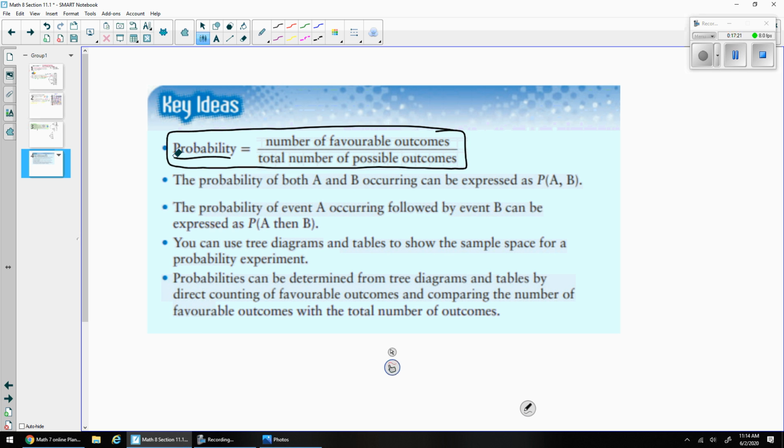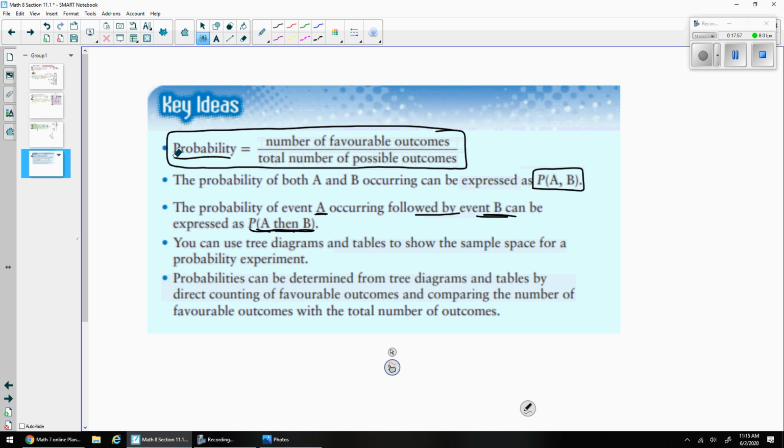Probability of both A and B occurring is expressed in the notation P(A, B). So that's just A and B with that comma. With A, B, the order doesn't matter. Just A and B together. Could be B and A, it's the same thing too. But event A occurring followed by event B is A, then B. Okay, so you have to look at that little language in there. Is it then, or is it a comma, or and?